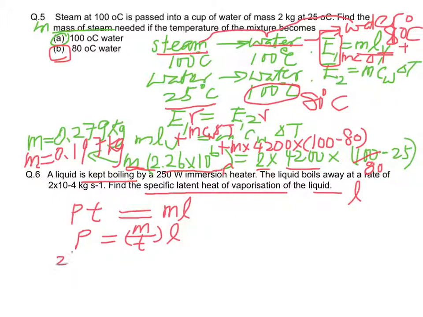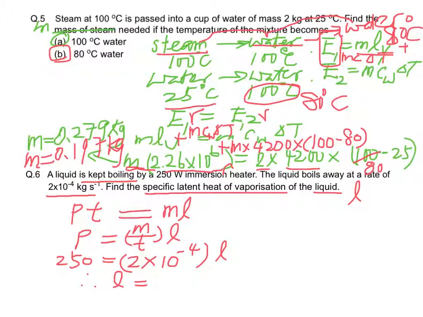Power is given as 250 watt, and mass over t is also given, which is equal to the rate at which the liquid is boiling. That is m over t equal to 2 times 10 to the power -4. So 250 equals 2 times 10 to the power -4 times L. Therefore, the specific latent heat of vaporization of the liquid would be 1.25 times 10 to the power 6 joules per kg.